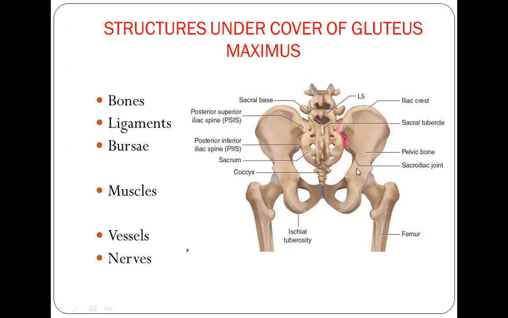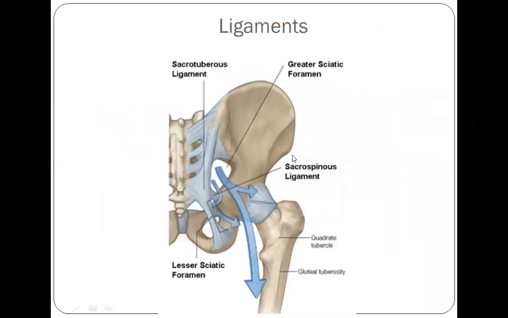So just look at the bones in the gluteal region. Okay, here is the ischial spine. This is ischial tuberosity. And this is the greater trochanter of the femur. These are the major bony landmarks. What about the ligaments in the gluteal region?